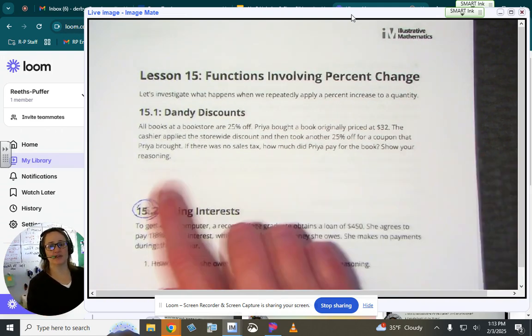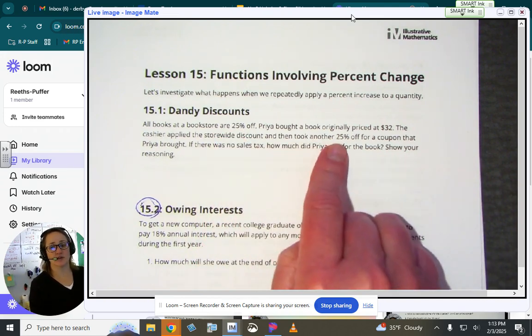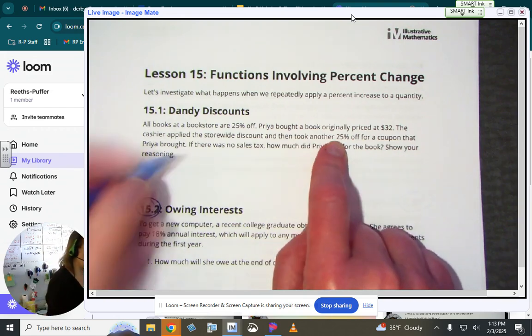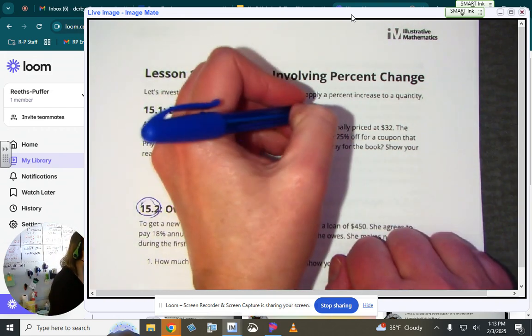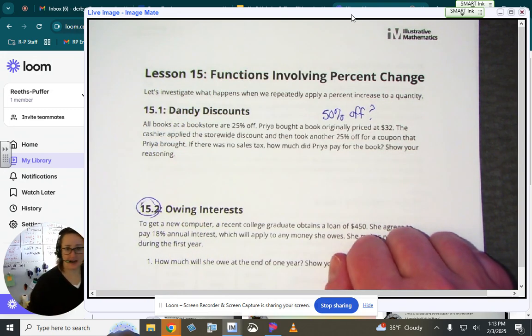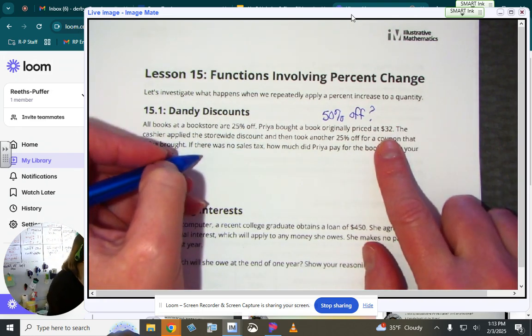Now, a lot of people think that if I'm getting 25% off from one coupon and then 25% off from another coupon, then it would be 50% off. So I'm going to put that question here: is it half price? Because that's what a lot of people think. Let's do it one discount at a time.